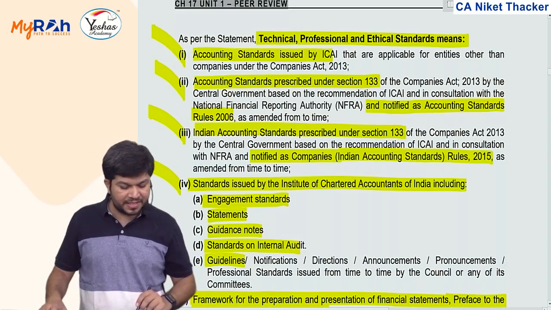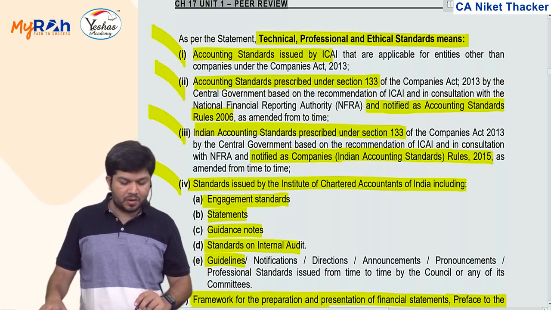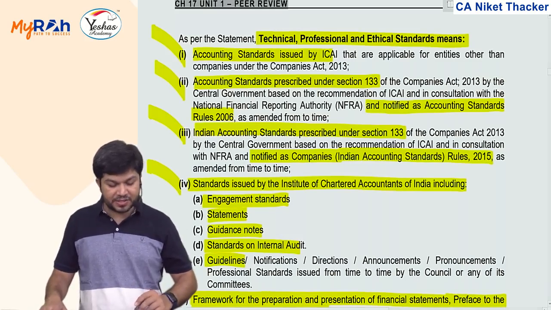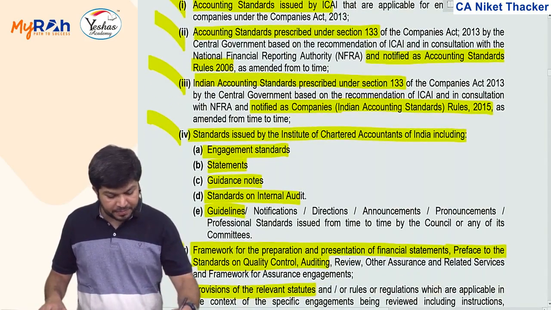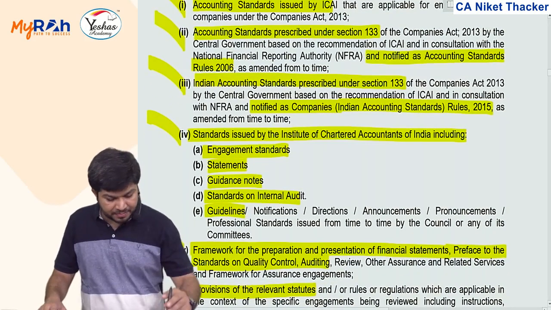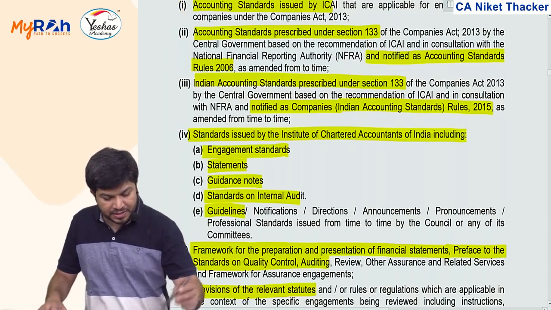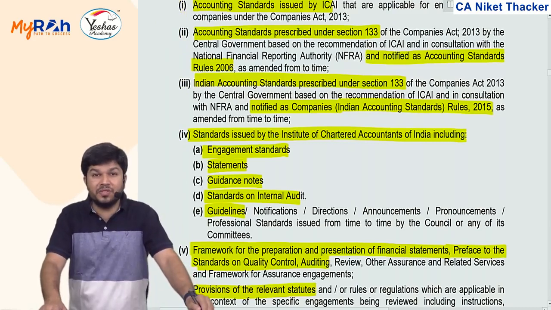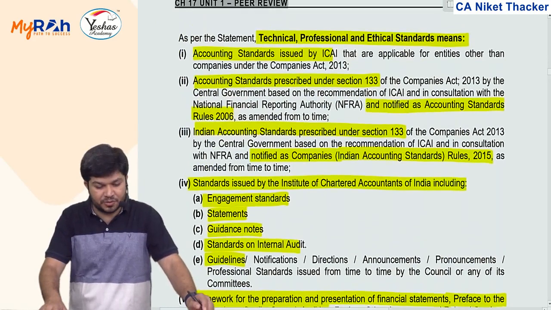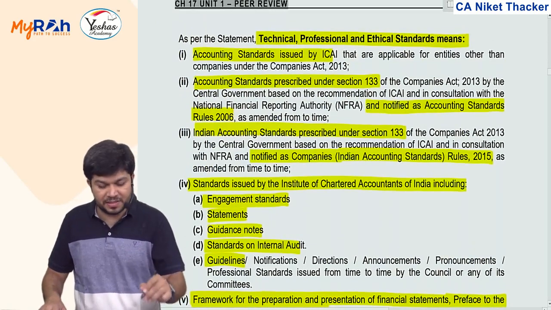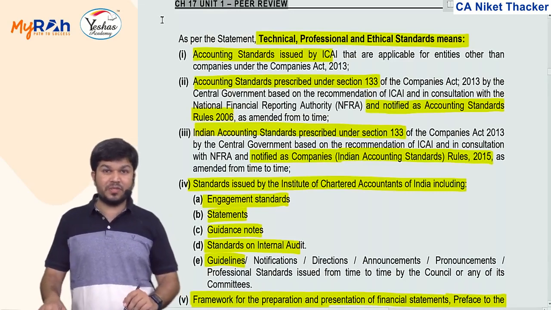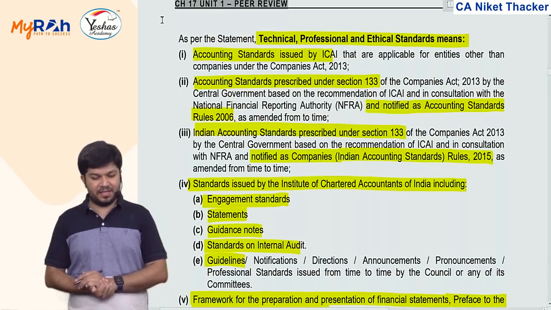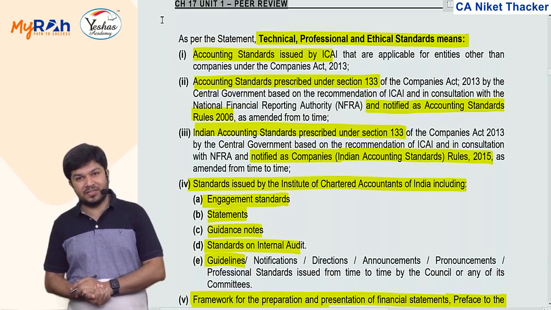Standards on auditing, statements, guidance notes, standards on internal audit, guidelines, notifications, directions issued by council. Framework for preparation and presentation of financial statements, preface to your auditing standards, and provisions of relevant statute. This is all known as technical, professional, ethical standards. There can be a question: what do you mean by technical, professional, ethical standards?